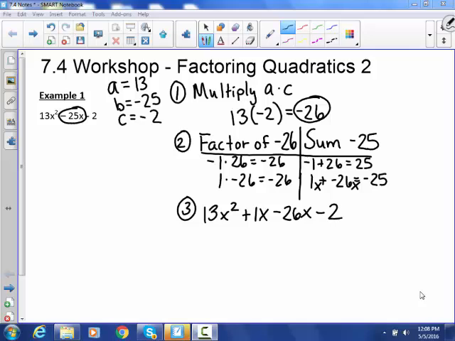Does everybody understand what I did there? These two that we found to equal negative 25, I replaced the negative 25 with those two. Does that make sense, Donovan? Yeah. Okay. Next thing you're going to do is group the first two and the last two together, and see if we can find something that they have in common.